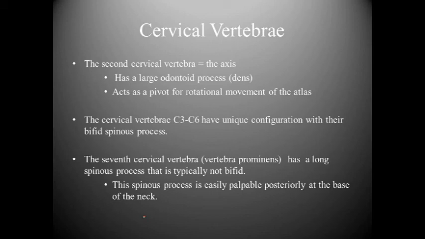The cervical vertebrae, C3 through C6, have a unique configuration with their bifid spinous process. When we say bifid spinous process, we typically think of the spinous process looking something like this. However, C3 through C6 has a bifid tip, which means that it's something like this. And so you have an indentation here. The seventh cervical vertebra, or the vertebra prominens, has a long spinous process that is typically not bifid. So we see that C3 through C6 is this type, but C7 typically reverts back to this.